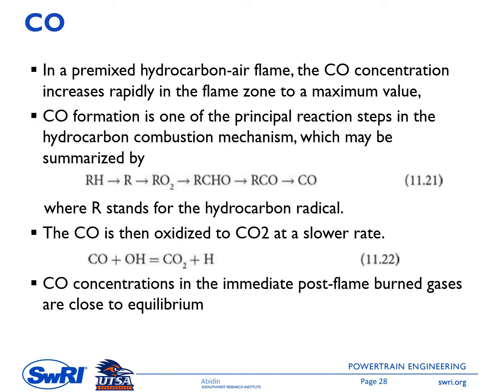In a premixed hydrocarbon-air flame, the CO concentration is maximum in the flame zone, and equation 11.21 shows the path for the formation of CO. It starts with RH, the hydrocarbon fuel, and then there is an abstraction of a single H by oxygen, leaving R, which is the hydrocarbon fuel minus one single atom of H. Then there is a reaction with O2 to form RO2, and following this path, at the end we have the CO formation. R here stands for the hydrocarbon radicals.